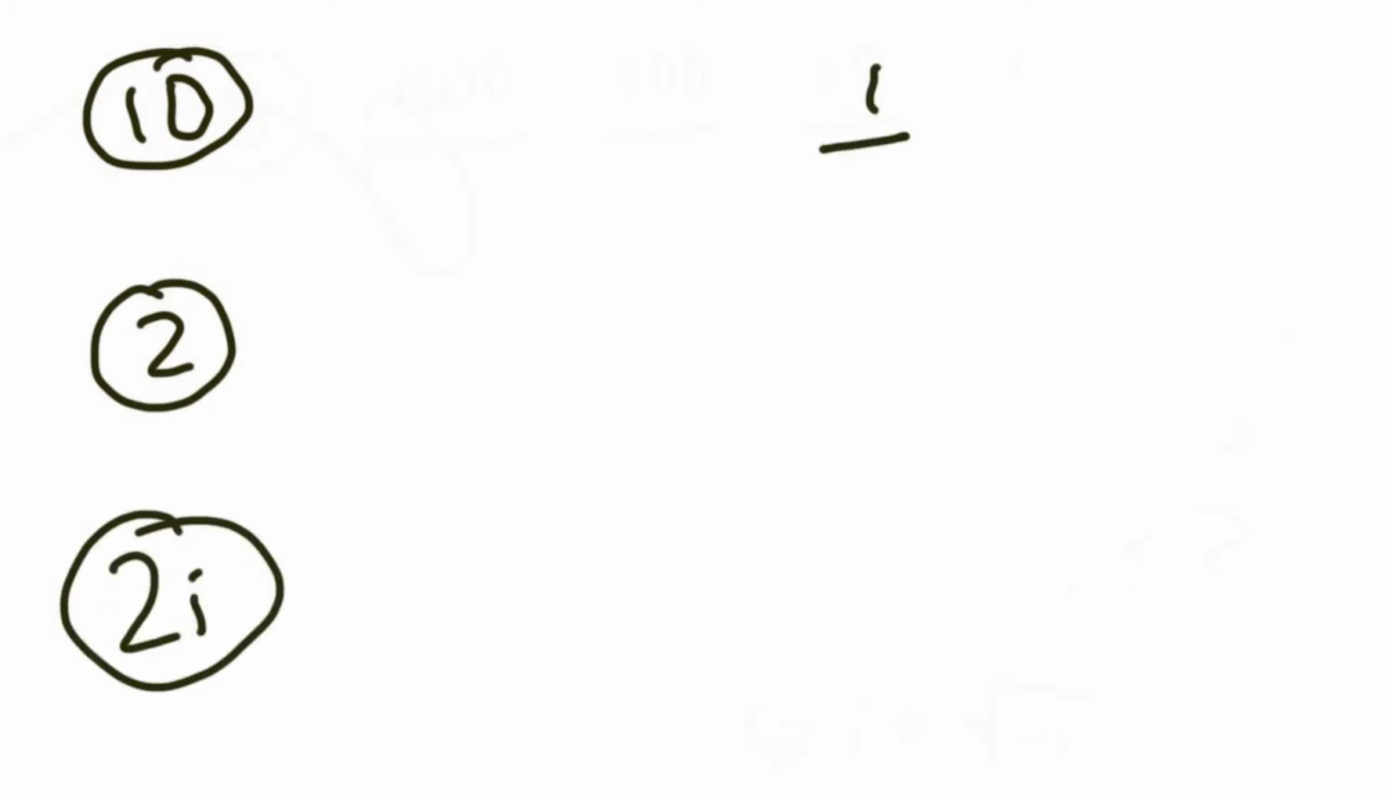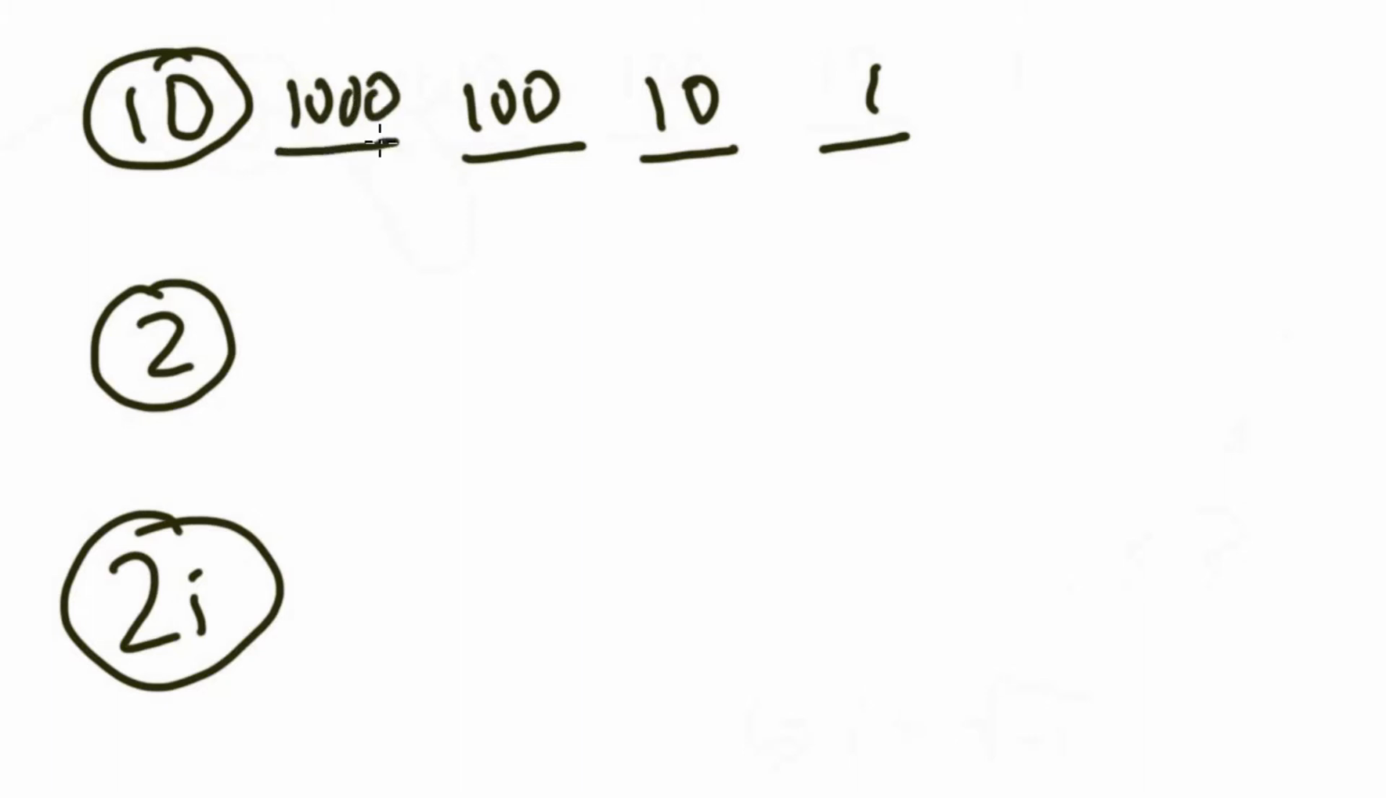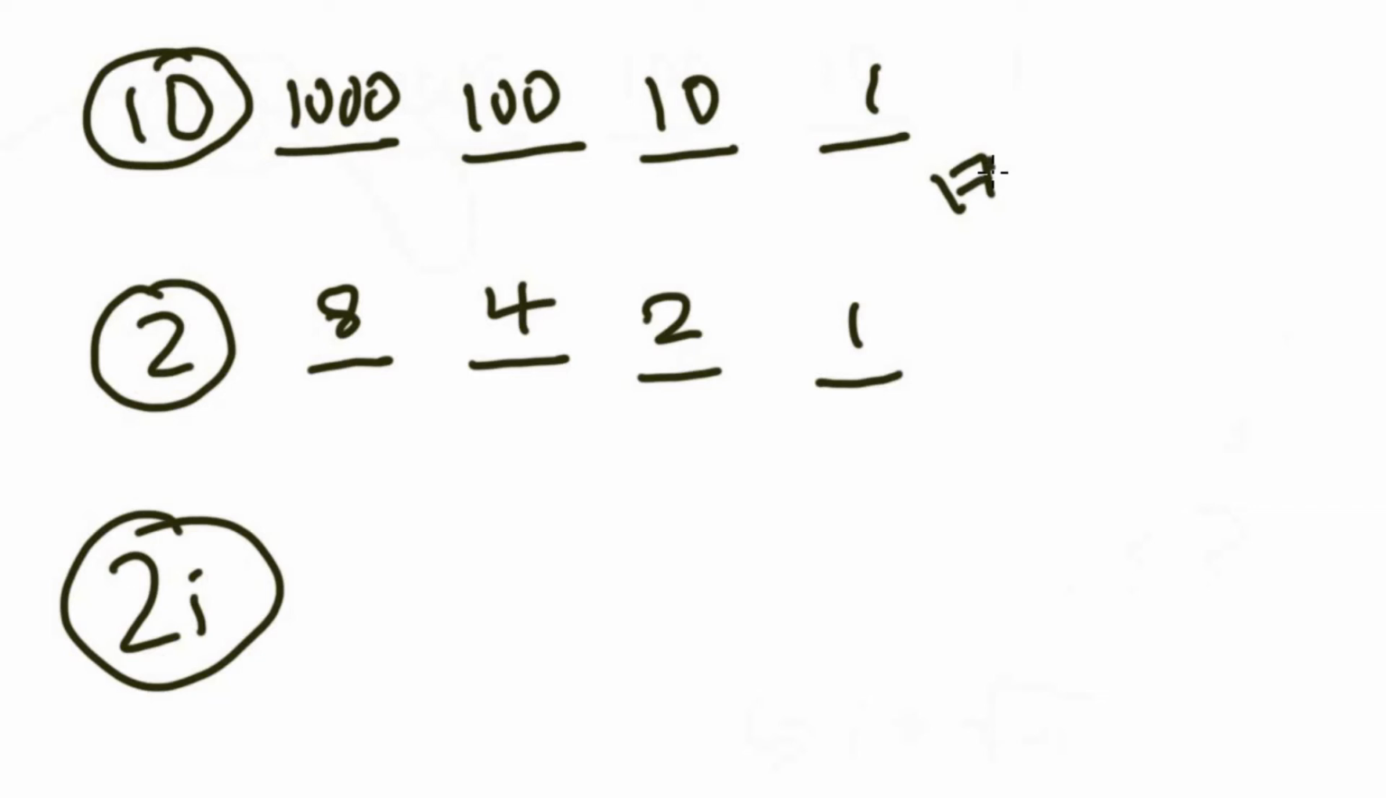In all bases, you have something called a place system. In base 10, you have your ones place, your tens place, your hundreds place, and your thousands place. Similarly, in base 2, you have your ones place, your twos place, your fours place, and your eights place. An example of a base 10 number is 1,729. An example of a base 2 number is 1101, which in decimal is 13.